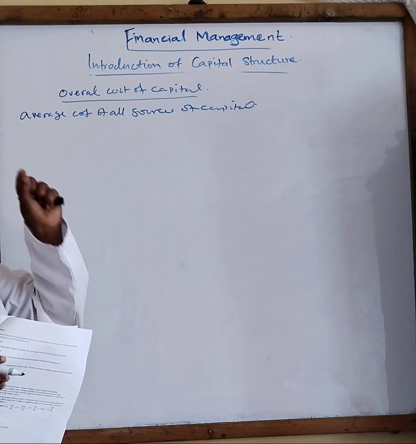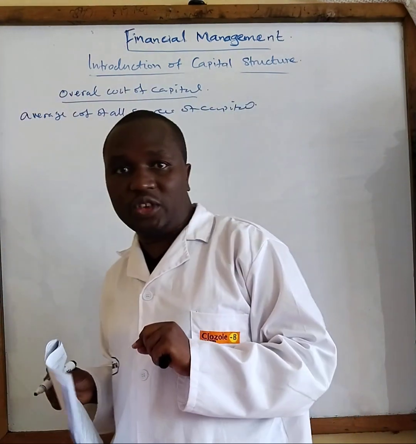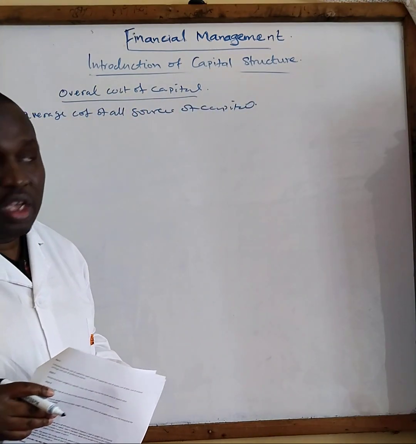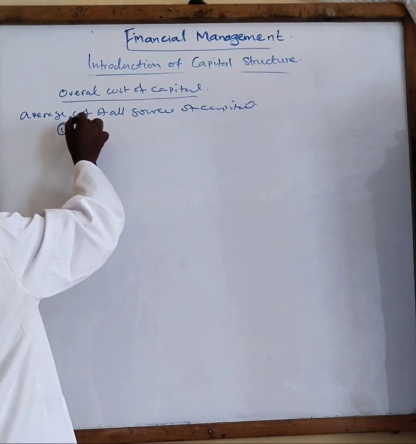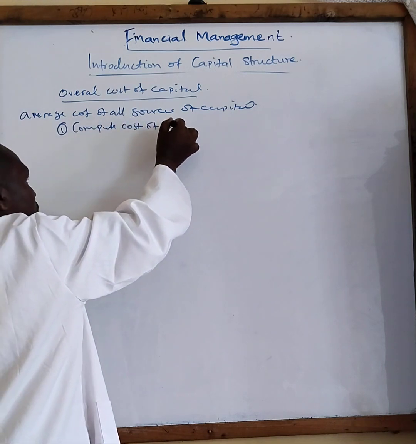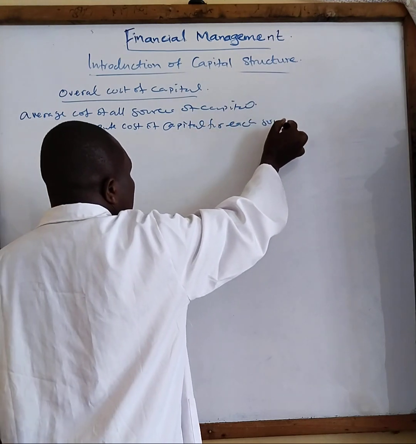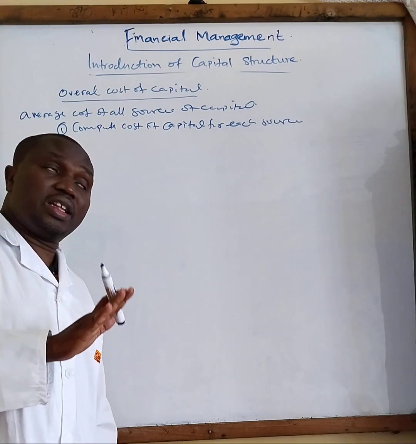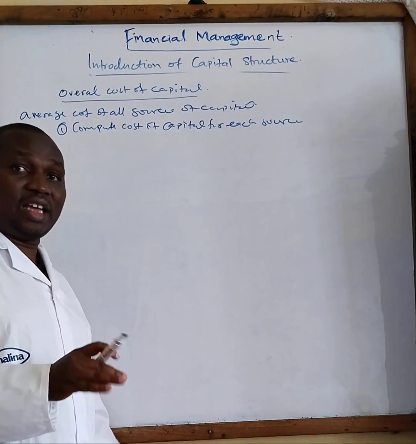So we want to get one figure to report to our shareholders to summarize all the sources of capital. For us to do that, we need to calculate what's called overall cost of capital, which has its own stages. Stage number 1 is compute the cost of capital for each source. If it is equity, calculate the cost of equity, the cost of retained earnings, the cost of preference shares, and the cost of debt.